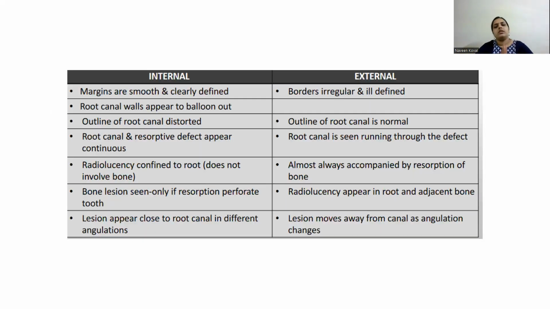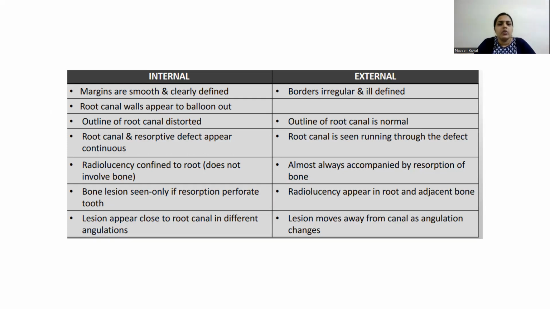This is the table showing the difference between external and internal resorption. In internal resorption, the margins will be smooth and clearly defined, whereas in external, borders will be very irregular and ill-defined. Then the root canal walls appear to balloon out in internal, whereas that finding is not evident in external. The outline of the root canal is distorted in internal, whereas it is normal in external. The root canal and resorptive defect appear continuous in internal, whereas in external, the root canal is seen running through the defect.